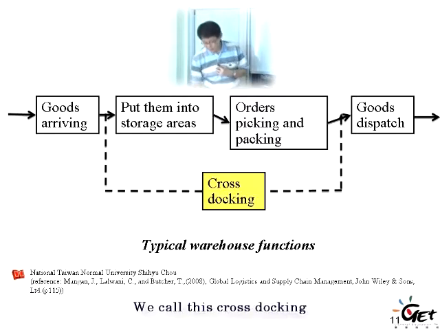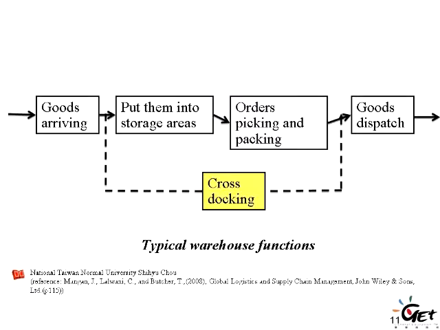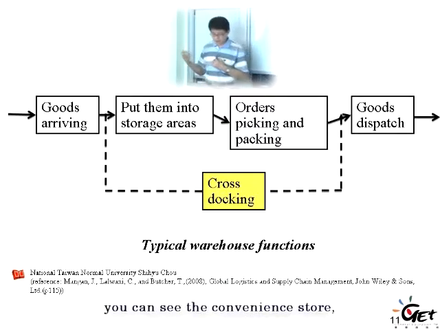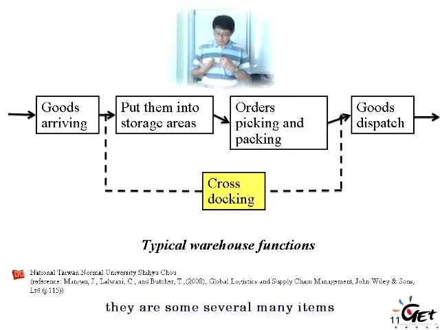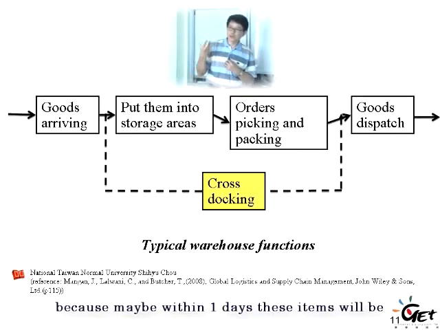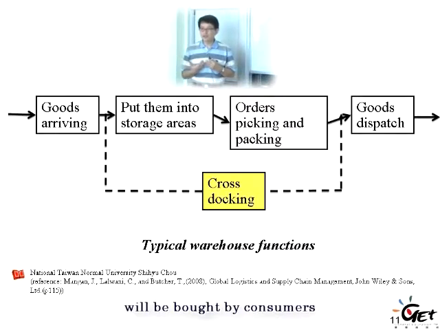Okay, we call this cross-docking. That means we just skip the two functions, the storage and some other processing tasks. So basically, this is a strategy for some so-called fast-moving products. For example, for the convenience store, there are many items we call fast-moving, because maybe within one day, all these items will be bought by consumers, right?